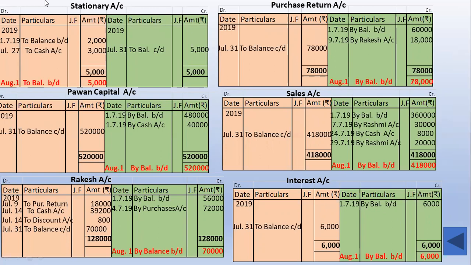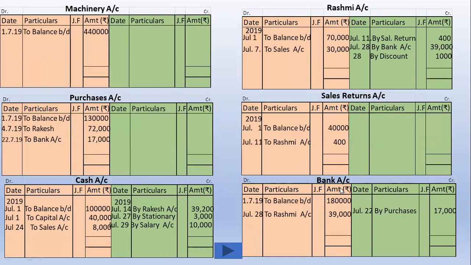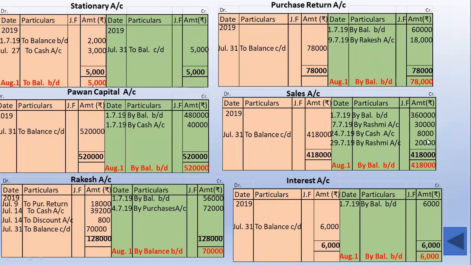Sold goods to Rashmi rupees 20,000. This transaction shall be recorded as Rashmi account debit side and sales account credit side rupees 20,000. See, in Rashmi account rupees 20,000 to sales account, and in sales account credit side rupees 20,000.